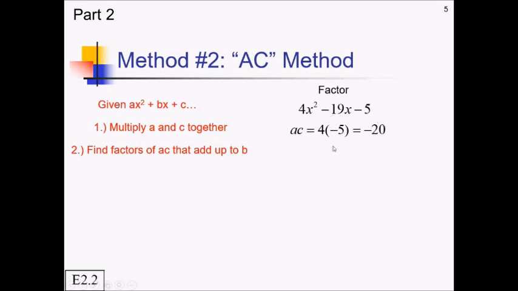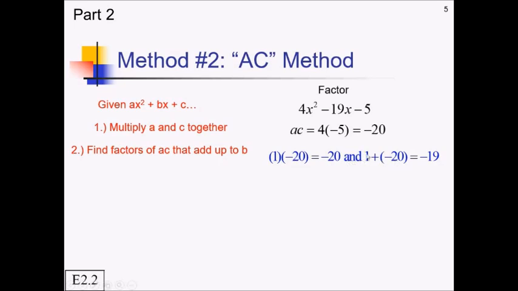So going through the combinations here, we have 1 times negative 20. That would give us negative 20 by multiplying. Does 1 plus negative 20 add up to negative 19? Oh, actually it does. So this is cool. We found it on the very first try. We're not always going to be that lucky, but there it is.